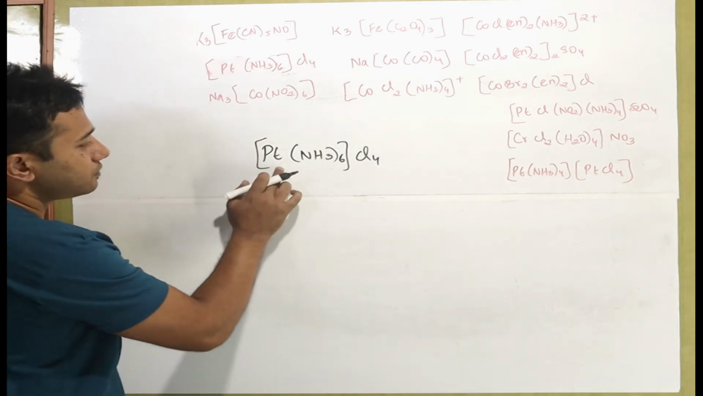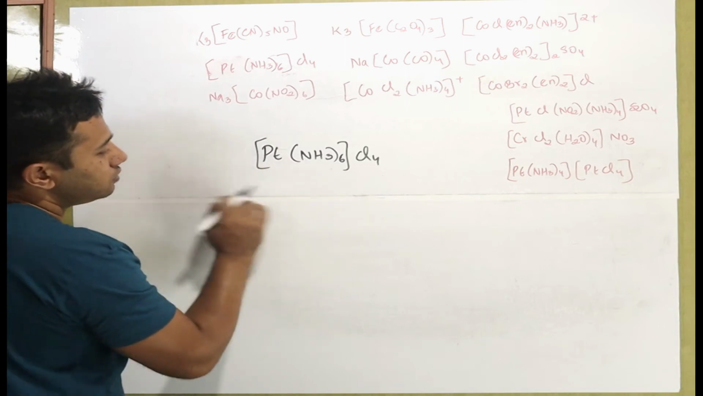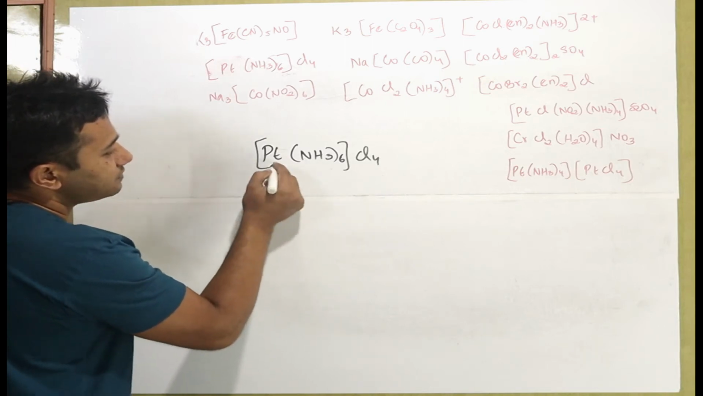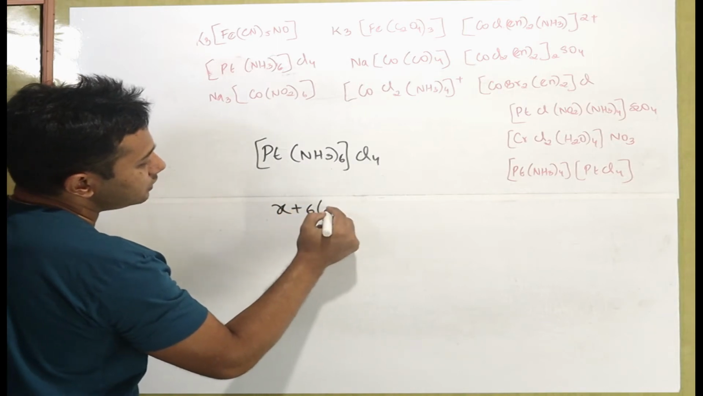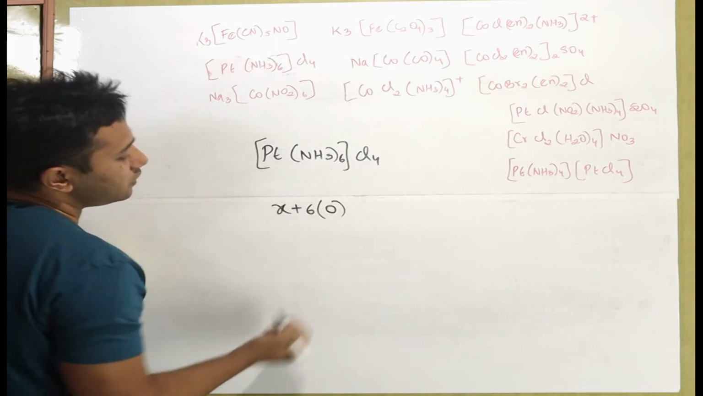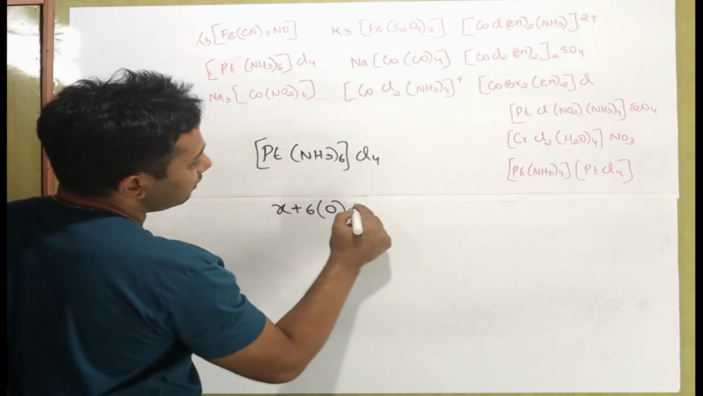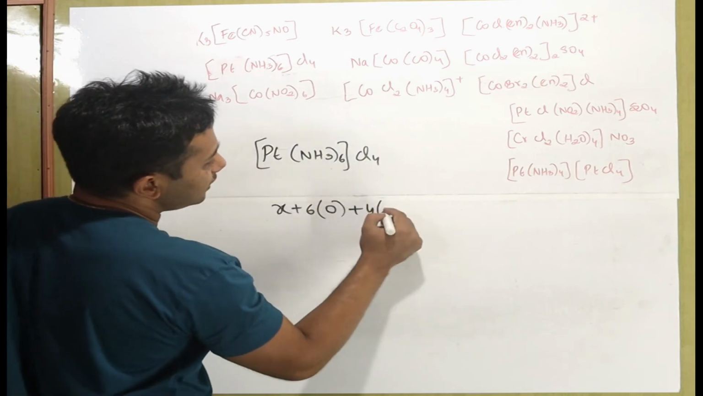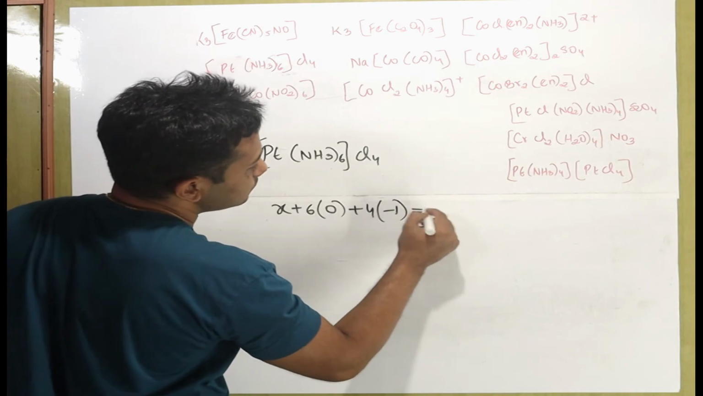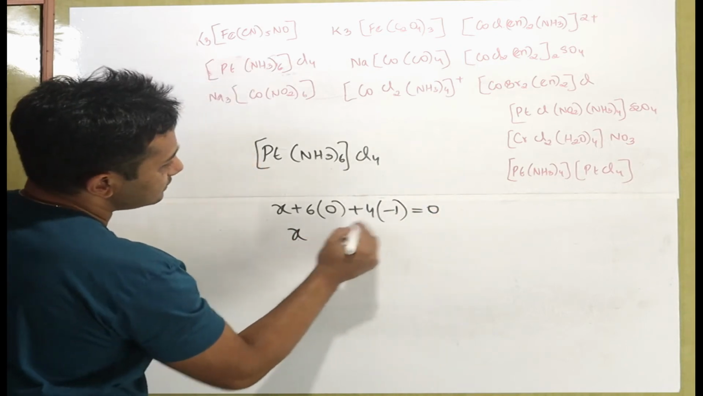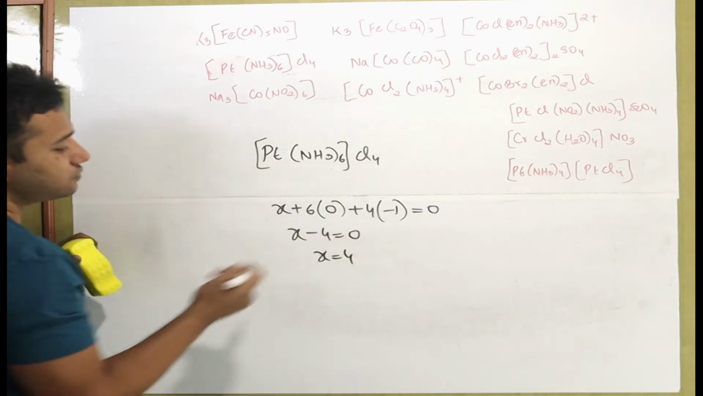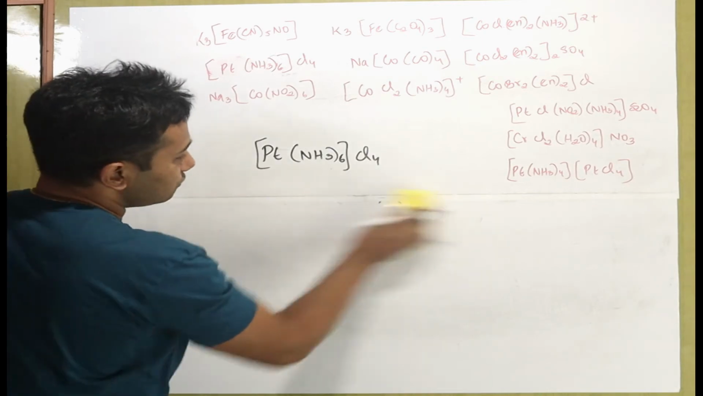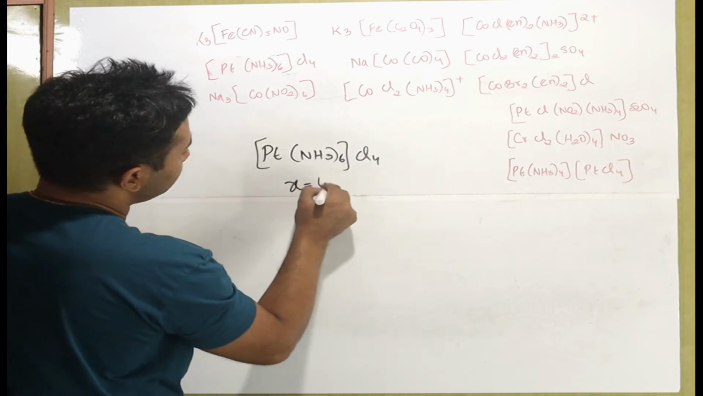So now, first we'll find the value of X. This is metal, so X, we have 6. Ammonia is a neutral ligand, NH3 is a neutral ligand, value will be 0. Chloride, there are 4 chloride, and charge of chloride is minus 1. Halogens are minus 1. So X minus 4 equals 0. X is equal to 4, right? This is 0. So we have X is equal to 4.